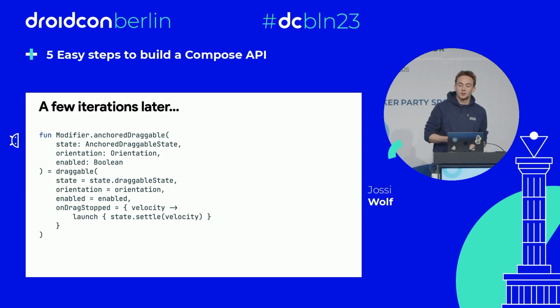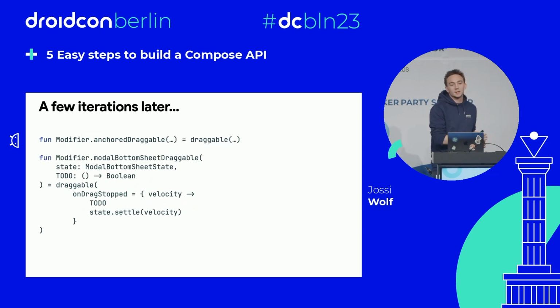This is also a really good lesson. We're using this in M3 Material 3 modal bottom sheets, for example. Always make sure to write your APIs in a way, with the layering, that you can replace parts of it, and you don't need to have all of the APIs.